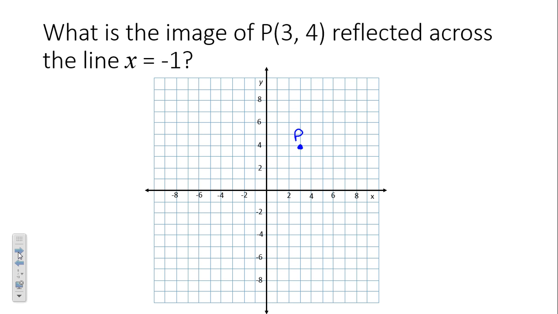Now graph the line that it's being reflected across. So we're asking you to reflect it across a line x equals -1. x equals -1. Is it a vertical or a horizontal line? Vertical. We go to the place where x equals -1, and we draw a dashed line. Make sure you dash it because you don't have colored markers like I do. So dash that line so you don't confuse it with the y-axis.